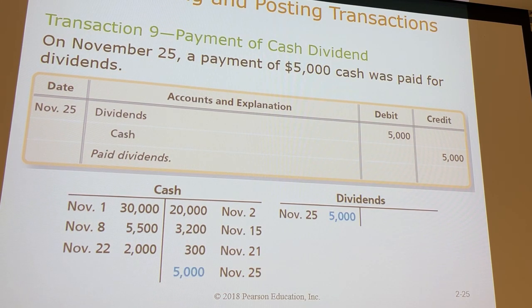Okay, then we have payment of a cash dividend. It's a $5,000 dividend. Dividend accounts go up with a debit. This rule might be hard to remember for dividends, but if you refer back to that diagram, it would tell you that dividends go up with a debit. So we will debit dividends $5,000. Cash is going down, so we credit cash $5,000. And then we find the T accounts in the ledger for cash and for dividends, and we record the debit and the credit there.